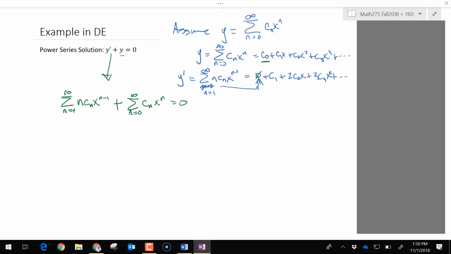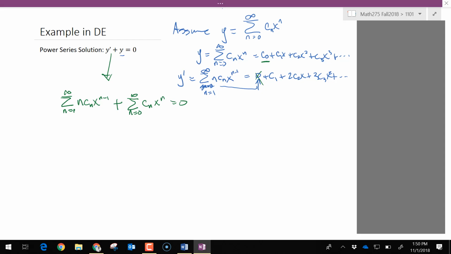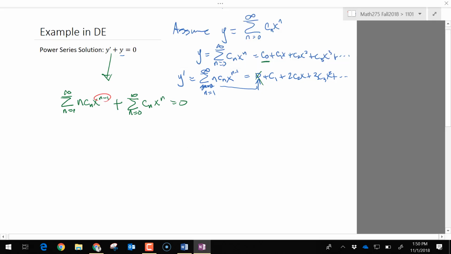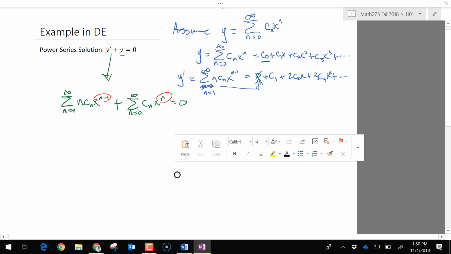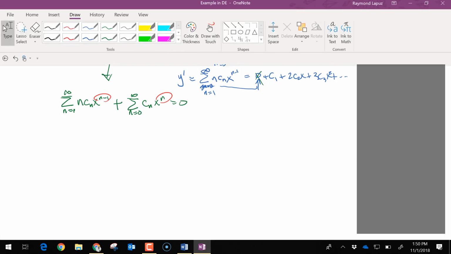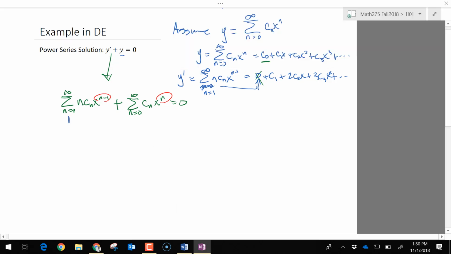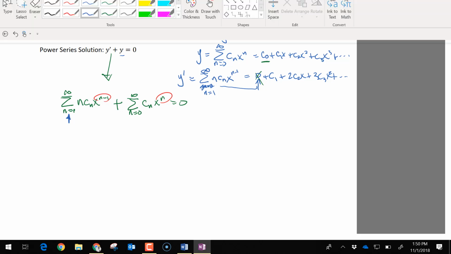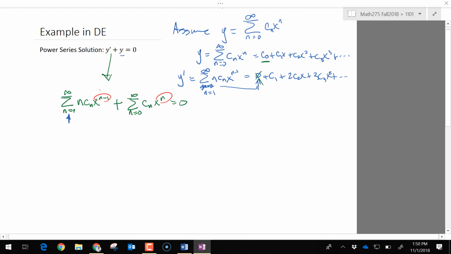So the way I want to combine them is I want them to have the same power. And so what I want to do is I want to shift the index on one or the other so that they have the same power. So shifting the index, I think if we start here, do we want to go to 2? I don't know. So I want this to be n. That's like my dream, to get that to be n.